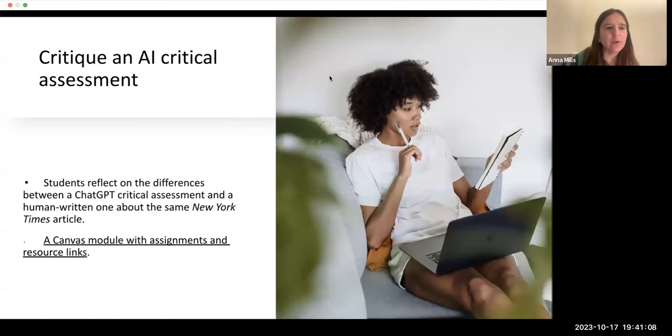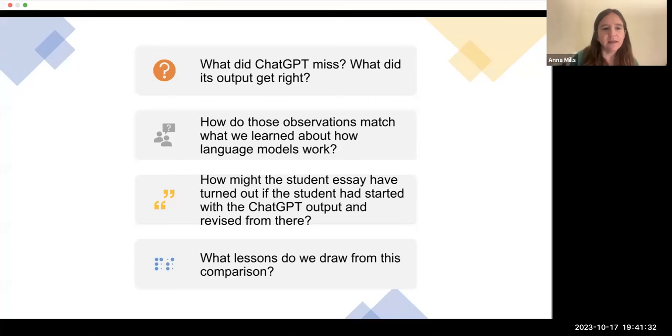One that I came up with was to actually critique a critical assessment. This was a few steps, but I gave students a New York Times article, and then I gave them a sample student assessment of that article and a sample ChatGPT assessment of it. And I've got links to all of those in the slides. But the idea was to look at what did ChatGPT miss, and what did it get right?